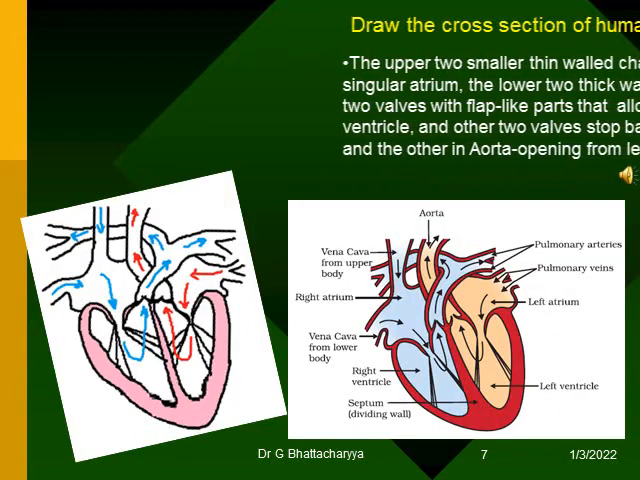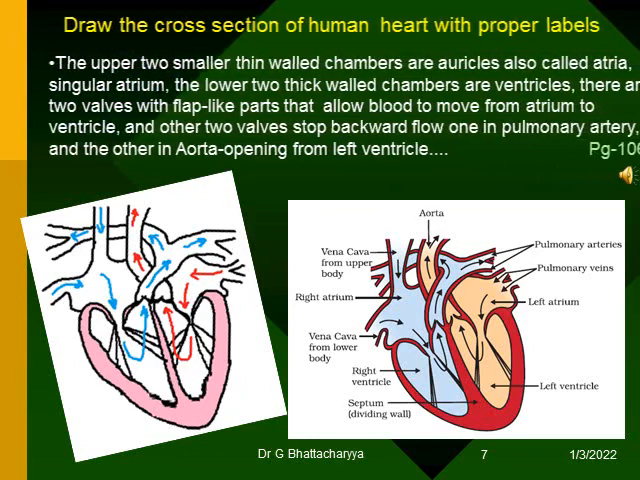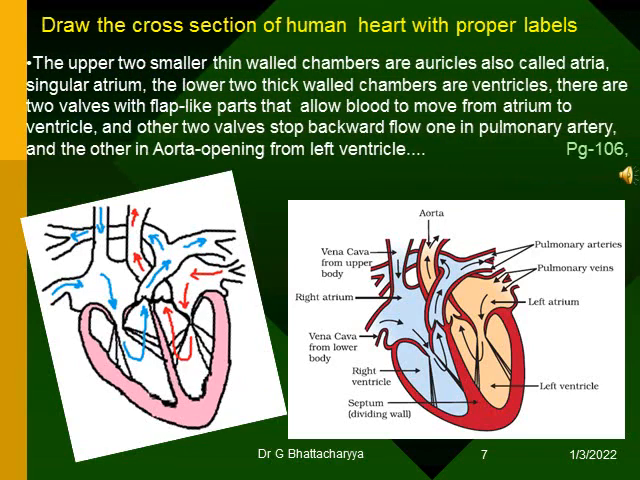Draw the cross section of the human heart with proper labels. The upper 2 smaller thin-walled chambers are auricles, also called atria, singular atrium. The lower 2 thick-walled chambers are ventricles. There are 2 valves with flap-like parts that allow blood to move from atrium to ventricle, and other 2 valves stop backward flow, one in the pulmonary artery and the other in the aorta opening from the left ventricle.